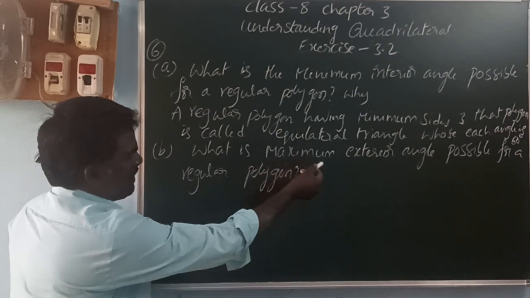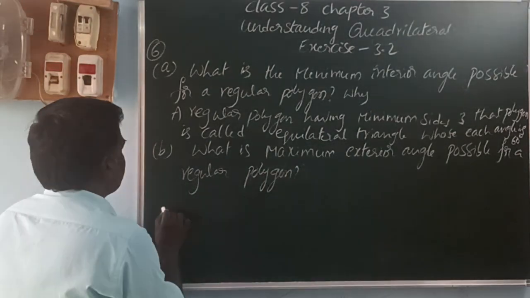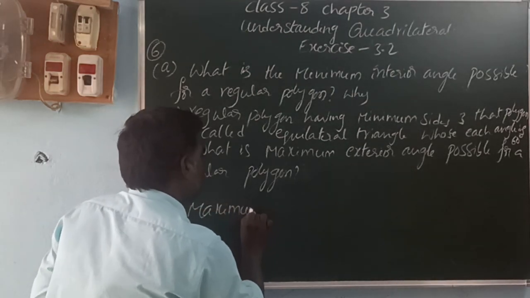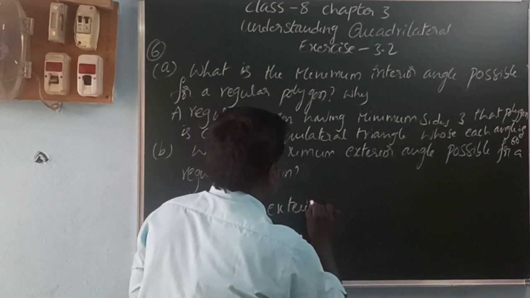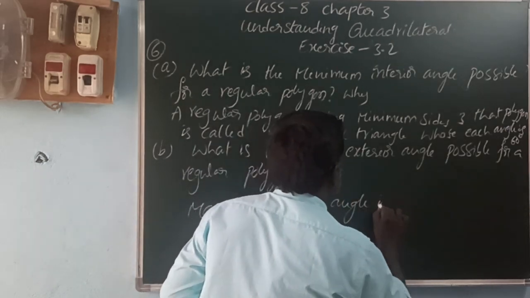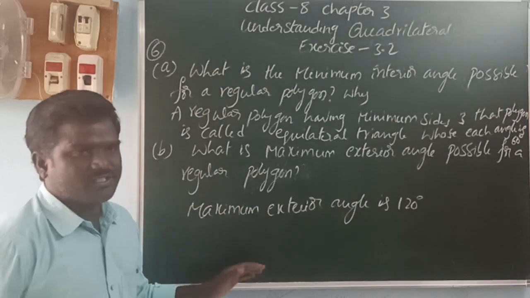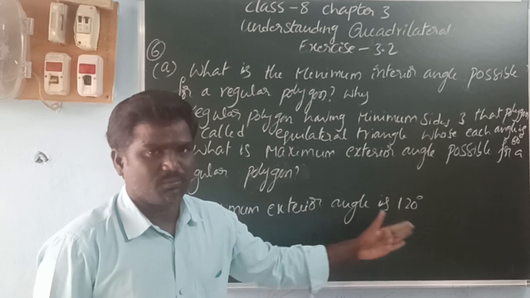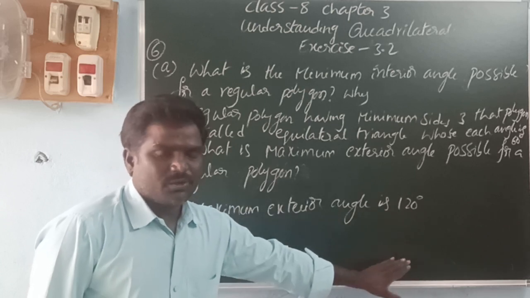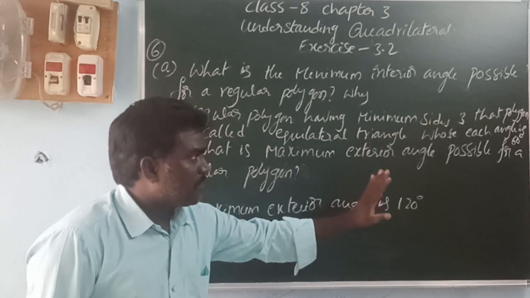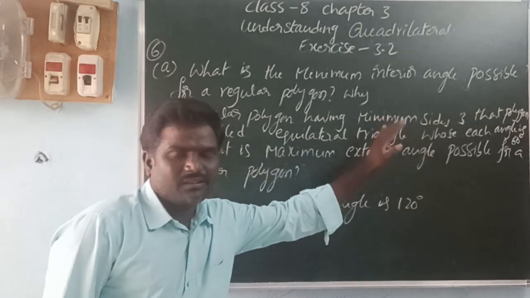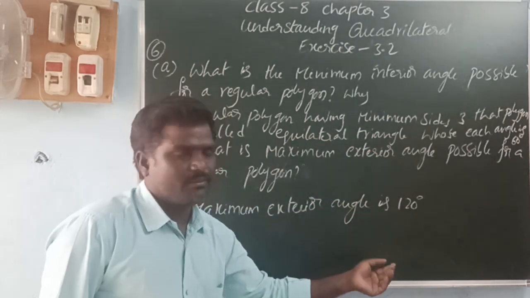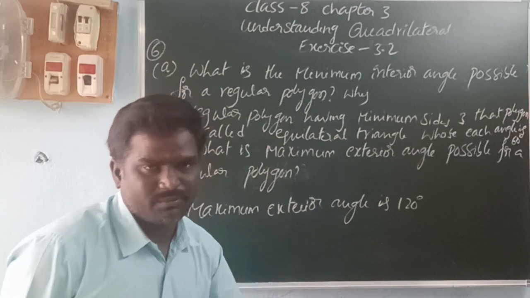Next, what is the maximum exterior angle possible for a regular polygon? Here the maximum exterior angle is how much? 120 degrees. The minimum interior angle is 60, so the maximum exterior is how much? 120. Why? Because interior and exterior angles are a linear pair. So 120 degrees is the maximum for a regular polygon having 3 sides, an equilateral triangle. For an equilateral triangle, the maximum exterior angle is 120 degrees and the minimum interior angle is 60 degrees. Thank you.